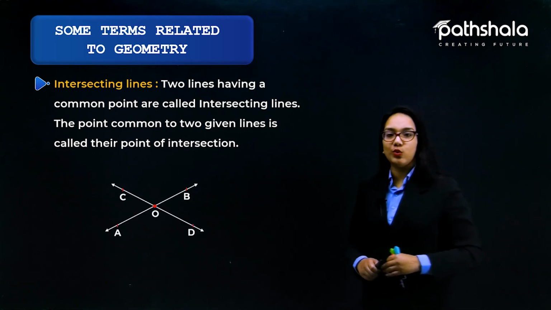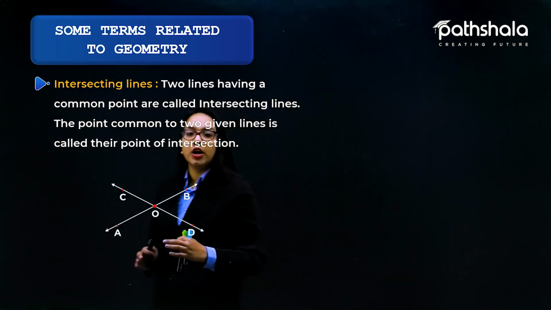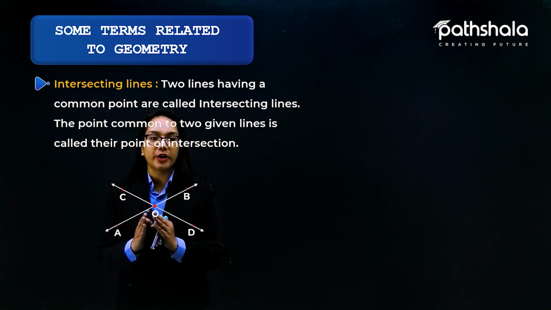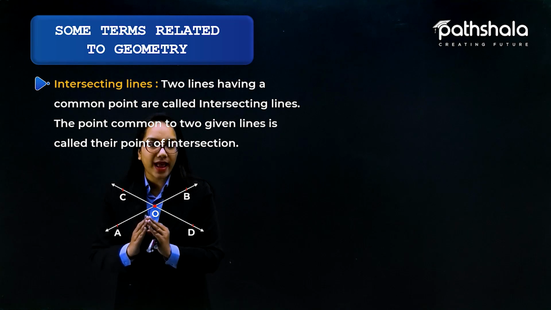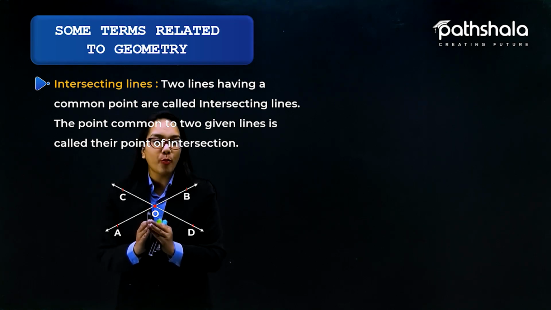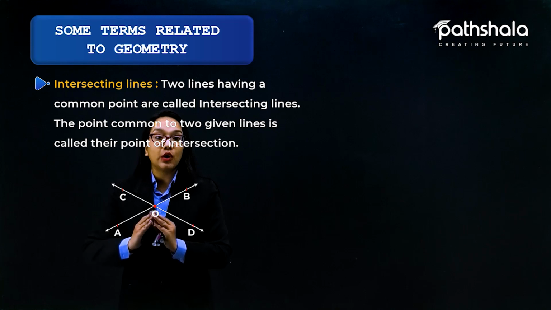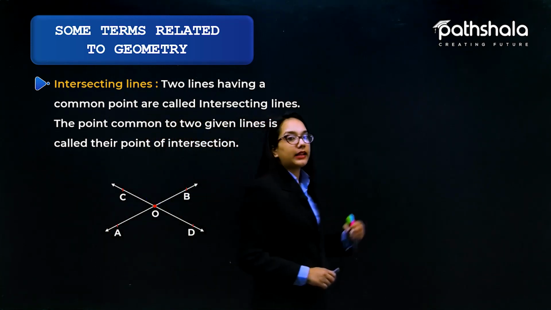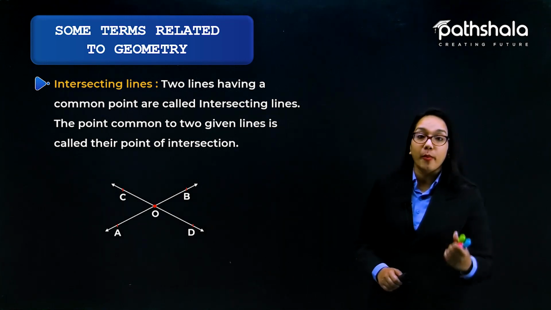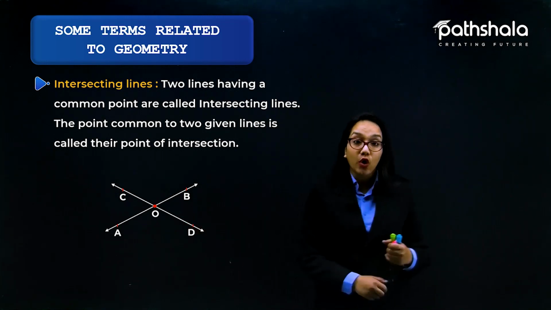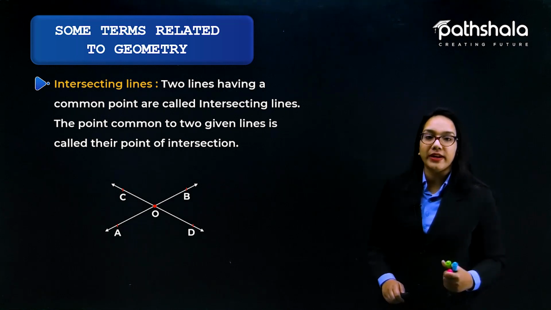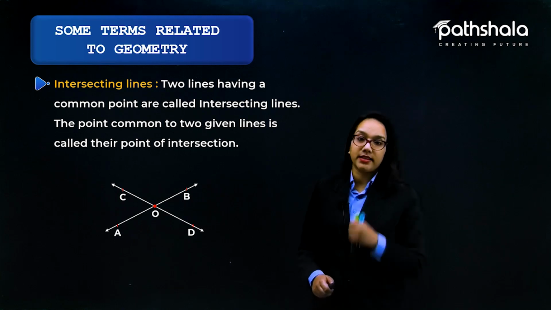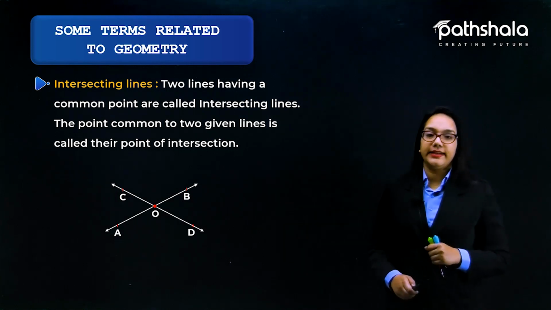Let's draw the two lines. As you can see over here, we have the two lines AB and CD, and both of them are intersecting at this particular point. This point is called the point of intersection. This O point is called the point of intersection, and the two lines are called intersecting lines because they have only a common point over here, which is O. Two lines having a common point are called the intersecting lines.